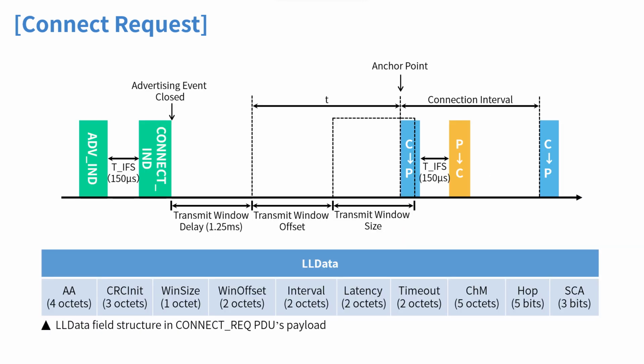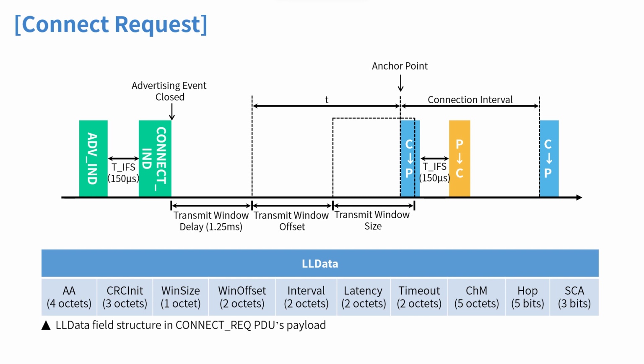The connection request initiated by the central includes transmit window size, transmit window offset, interval, latency, timeout, channel map, and other information. After receiving the connection request, the peripheral can know when to open the transmit window and the size of the window. During the transmit window, the central will send the first packet to the peripheral. The central's first packet can extend beyond the transmit window.